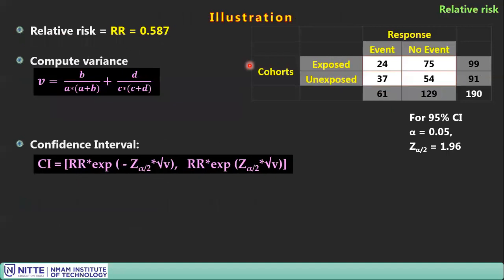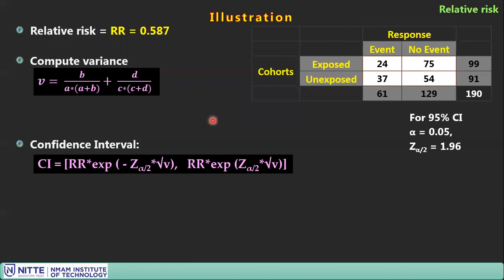Let us look at one illustration. Same problem that we have done earlier, same table for which we have calculated the relative risk as 0.587. Now let us calculate the confidence interval. For that I need variance, so let me calculate the variance. You may pause the video, calculate these two values, and come back and check the results.